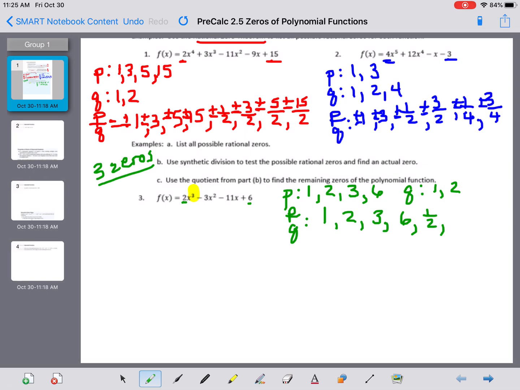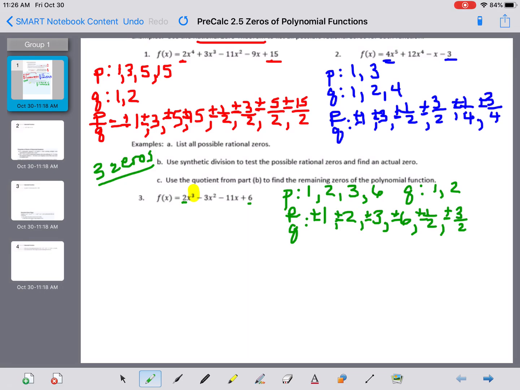2 over 2 is 1. I already have it on my list. I don't have to repeat it. 3 over 2 I don't have. 6 over 2 is 3. It's already on my list. I don't need to repeat it. All right, there's my list, okay? So if you happen to repeat them, it's not like it's a big deal. Just make sure you don't double do the work later. Okay, and don't forget, everything is plus or minus. All right, so once again, we have 12 options here.